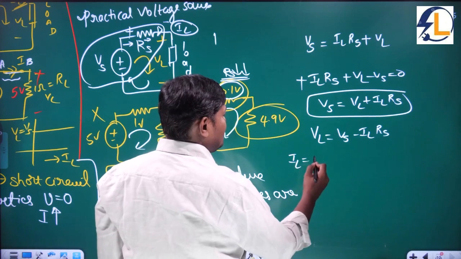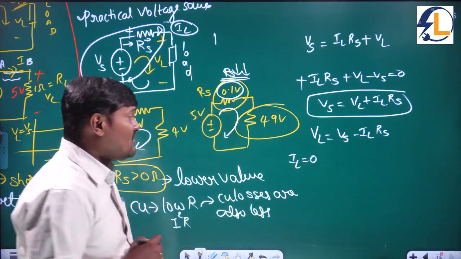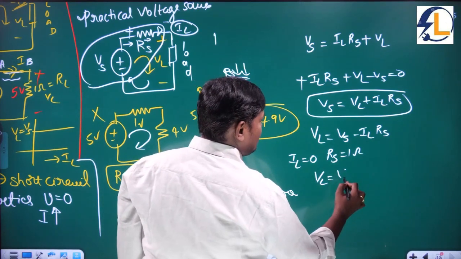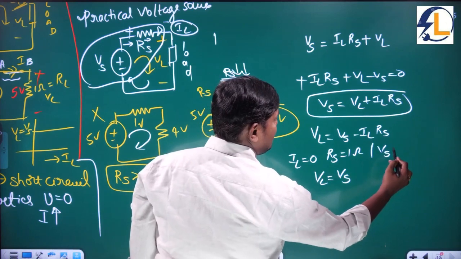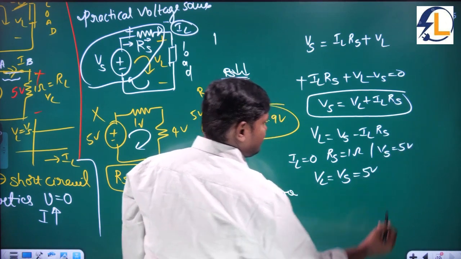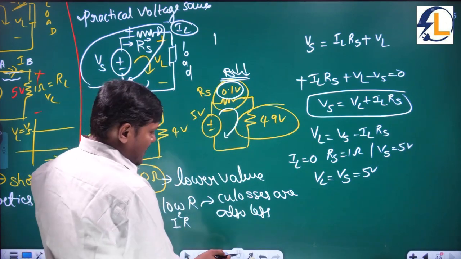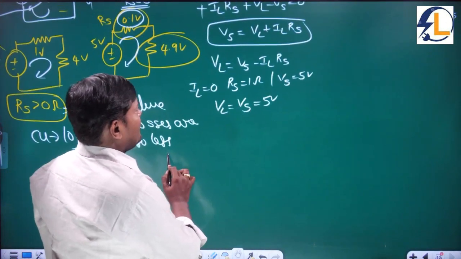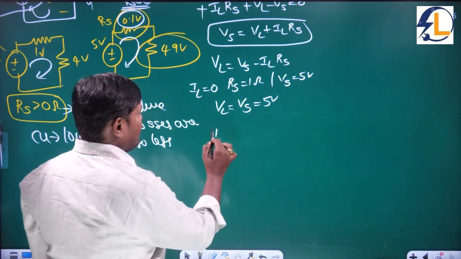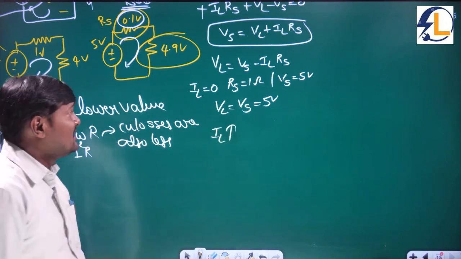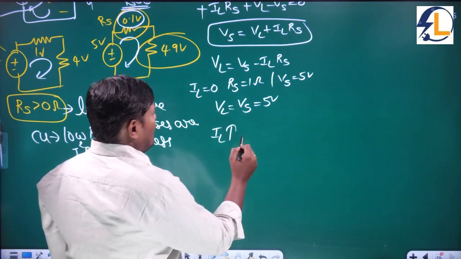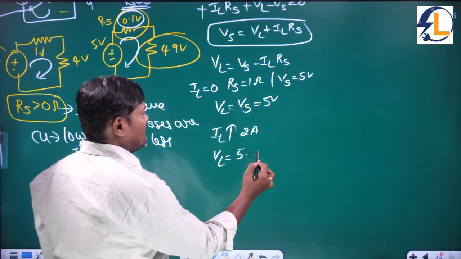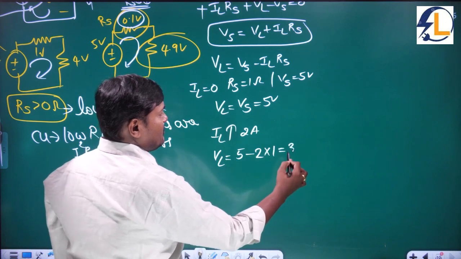So, if IL is equal to 0, sir, and the RS value is 1 ohm, now what is the VL? VL is equal to Vs, and Vs is equal to 5 volts, the supply. So Vs is equal to 5 volts. And if the IL value increases, say IL increases to 2 amperes, what is the VL now? VL is equal to Vs, which is 5, minus 2 into 1, that should be equal to 3 volts.